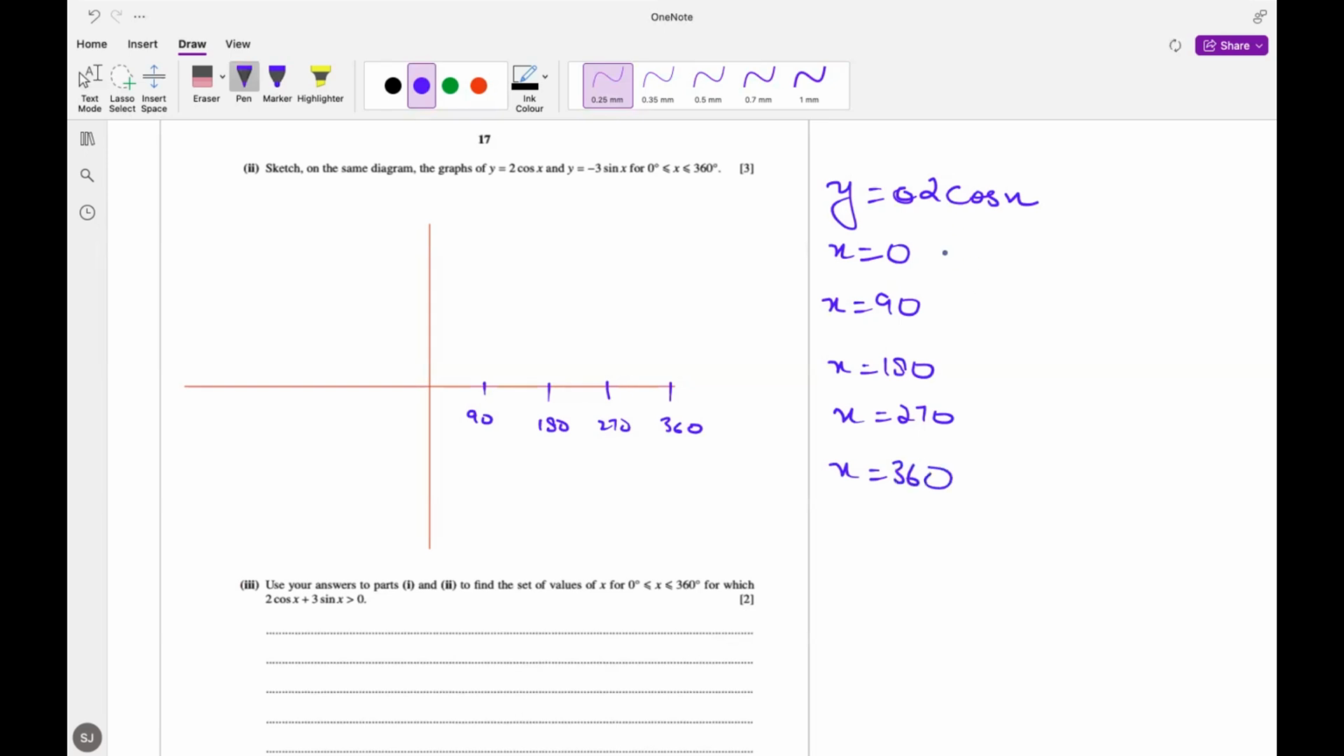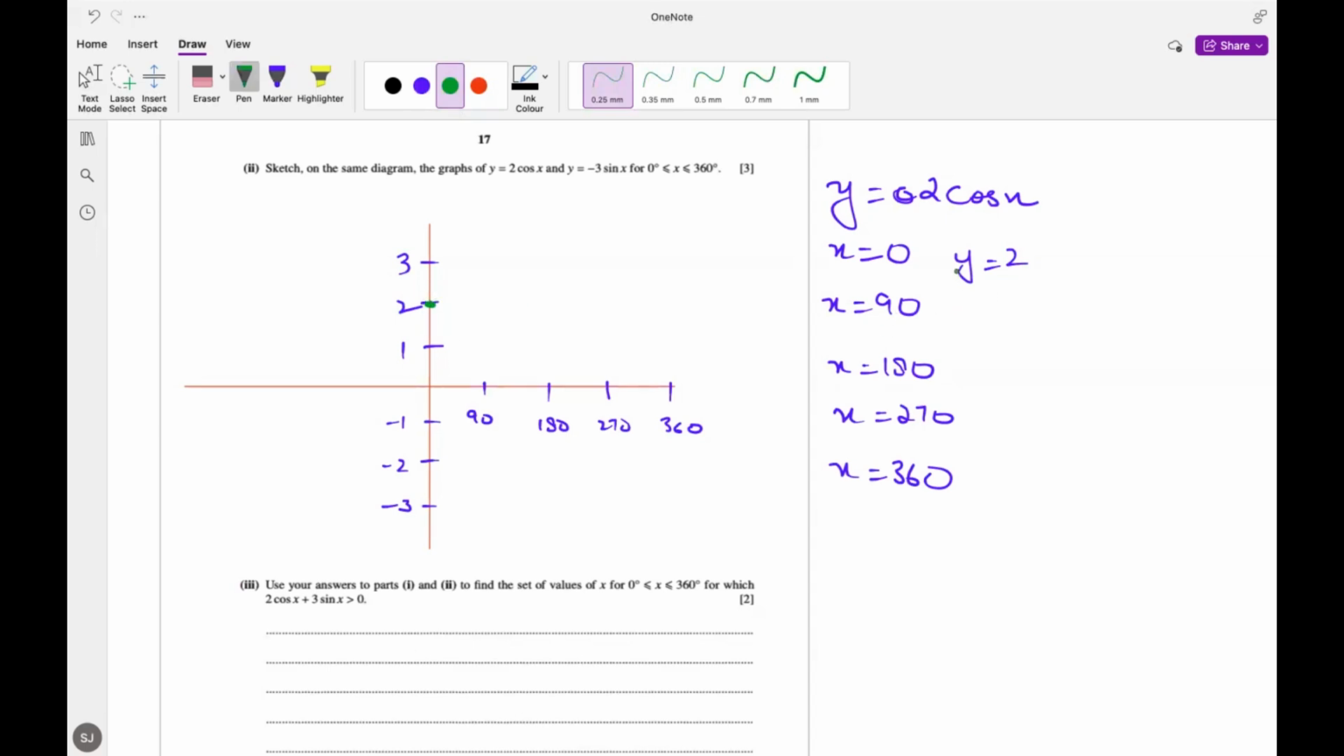So if we take y equals 2 cos of x, if we substitute x as 0, cos of 0 will be 1. So 1 times 2 will be 2. So the value of y will be 2. So we can make divisions from 1, 2, and 3. And also we can make divisions in the negative axis as -1, -2, and -3. So for 2 cos of x, the first point is (0, 2).